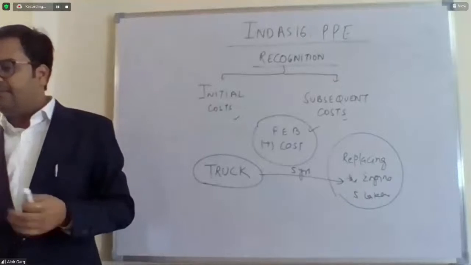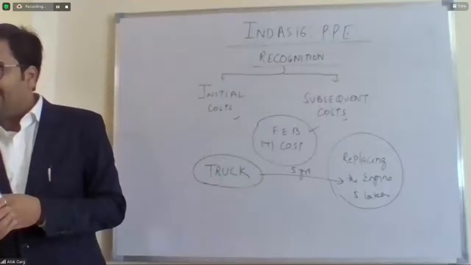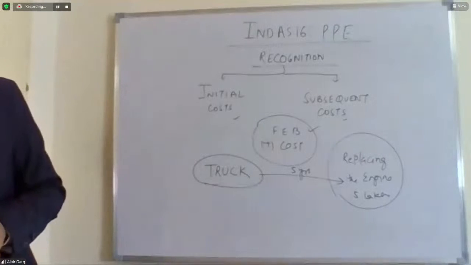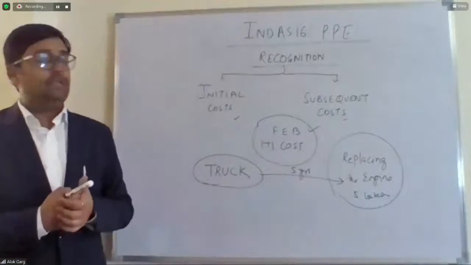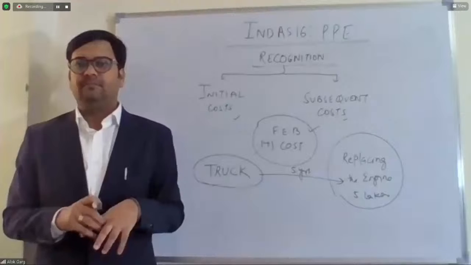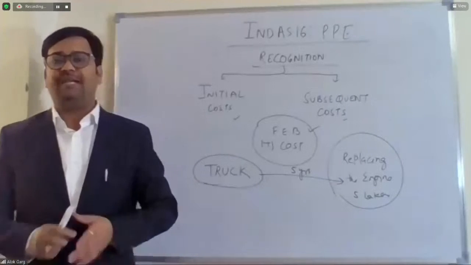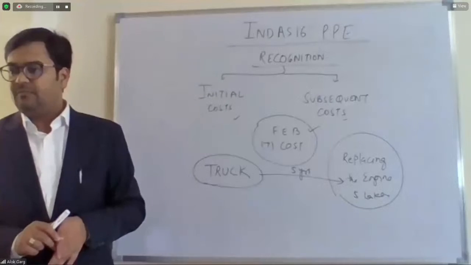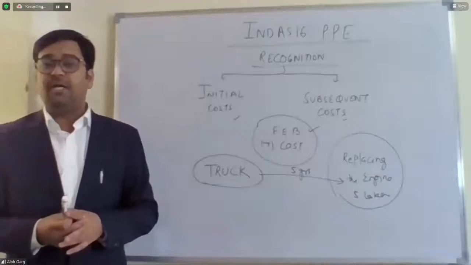Ambika is saying, sir, subsequent cost is like repair which enhances the economic value of the asset. Okay. But Ambika, what should be the treatment? Whether we need to charge 5 lakh rupees into P&L or should we add this 5 lakh rupees to the cost of the asset? What should we do? And what about others?